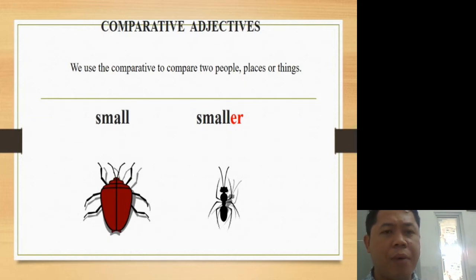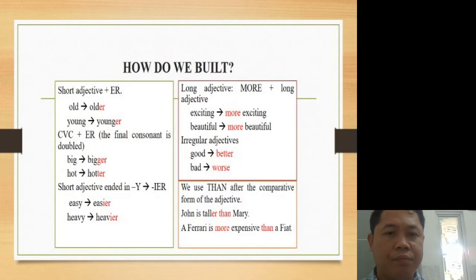So, what are comparative adjectives? We use comparative adjectives to compare two people, places, or things, like we have here on the screen. This one is small, but the other one is smaller. There are several rules that we need to follow in comparing objects.